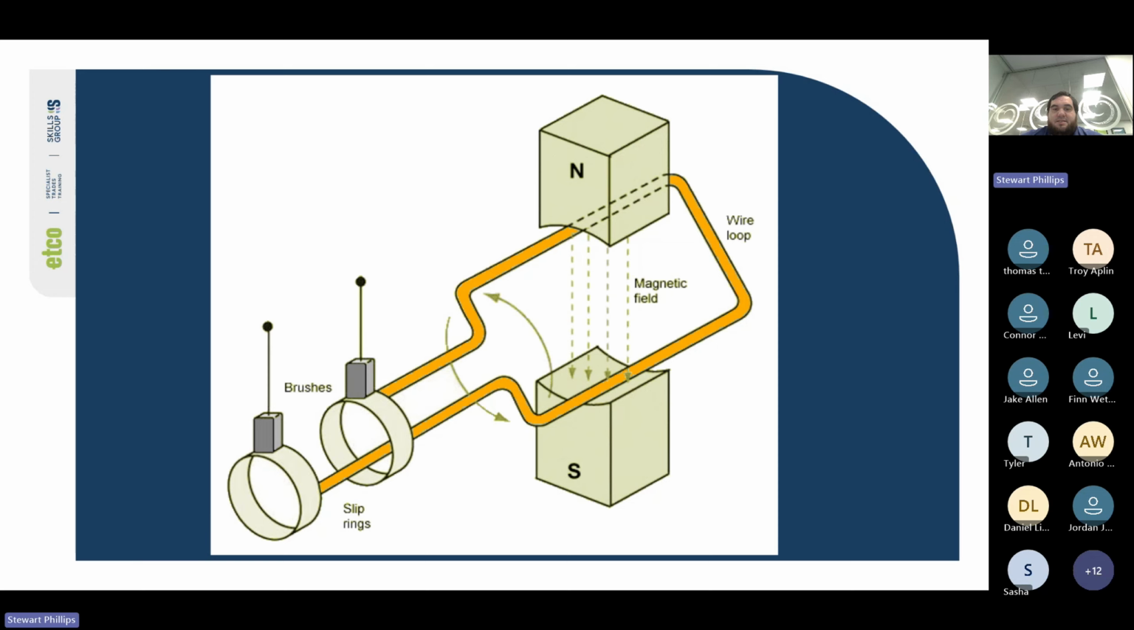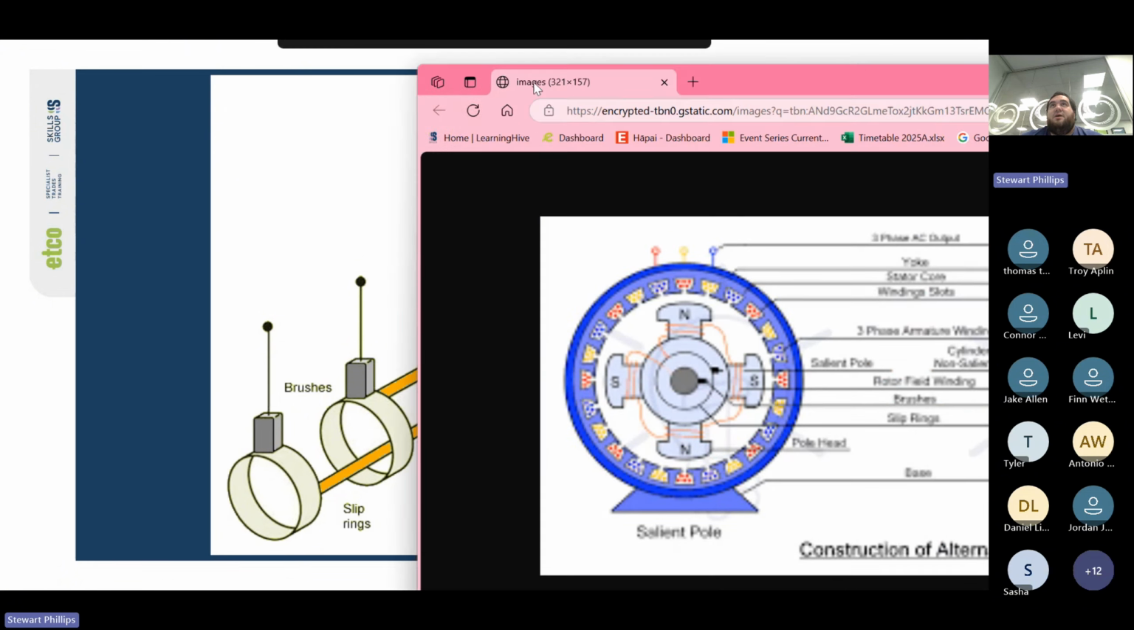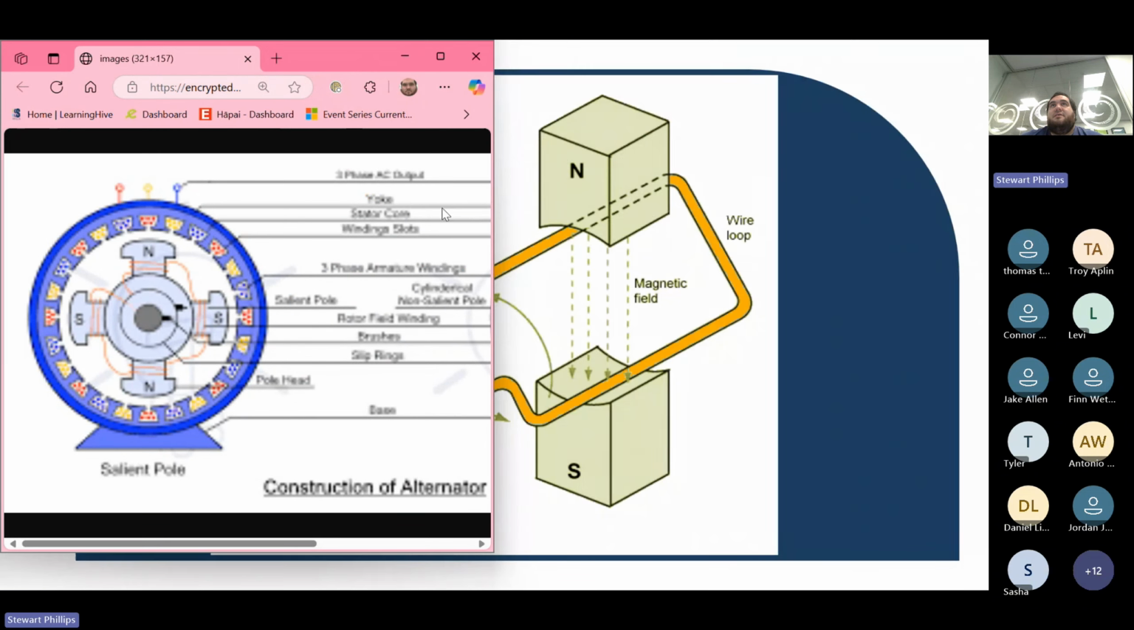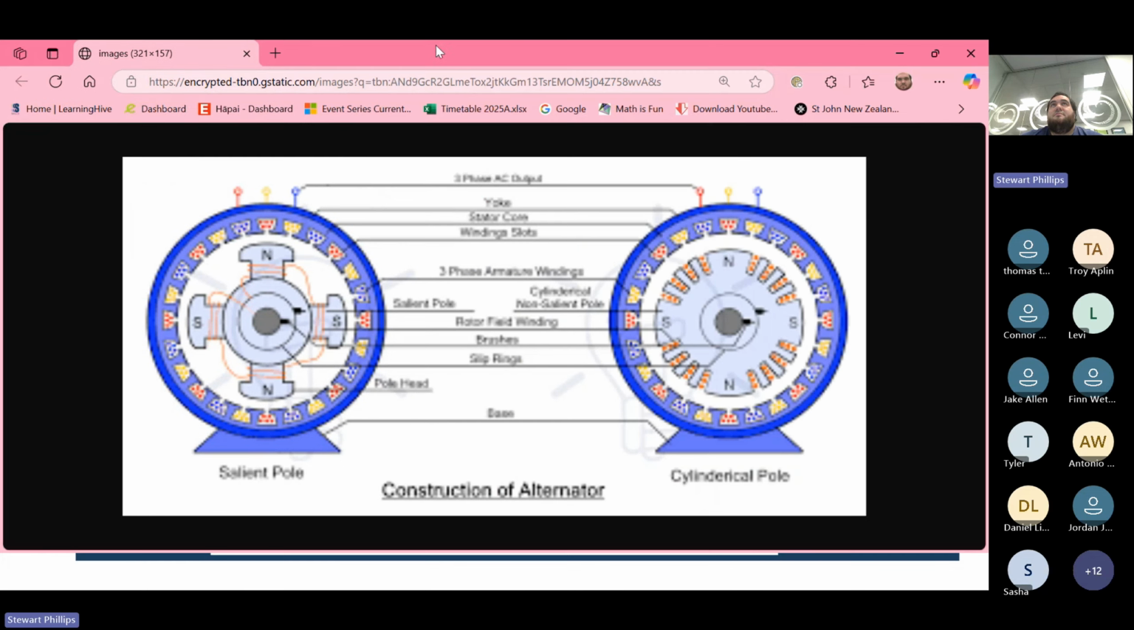This is the most basic one. When you get to next year, you do not need to know anything about this other than this is what an alternator should look like. So here you see you have your windings around the outside. This is where we generate the voltage and current, and this is the spinning magnet rotor.